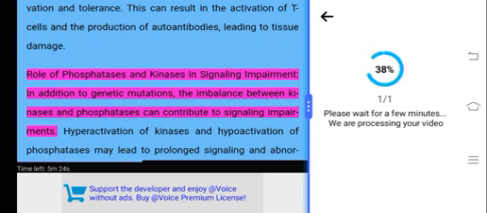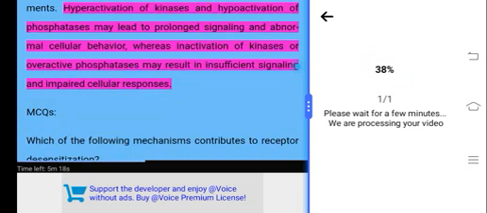Role of phosphatases and kinases in signaling impairment. In addition to genetic mutations, the imbalance between kinases and phosphatases can contribute to signaling impairments. Hyperactive kinases and hypoactivation of phosphatases may lead to prolonged signaling and abnormal cellular behavior, whereas inactivation of kinases or overactive phosphatases may result in insufficient signaling and impaired cellular responses.